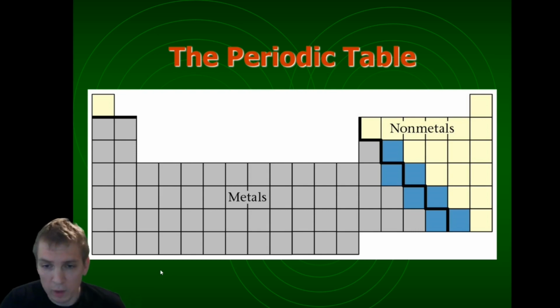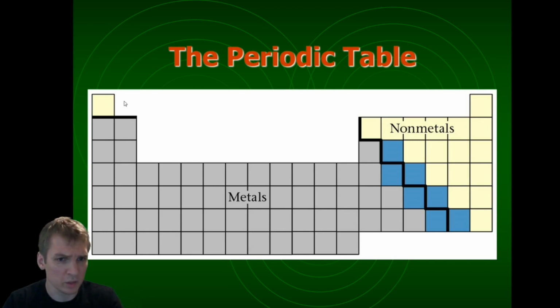So about 2/3 metal, about 1/3 non-metal, and then there's this weird middle section, this blue section that has this staircase. Those are called the metalloids. Those are going to have properties of both metals and non-metals. We're going to talk about those later. But basically, they are kind of like this transition area between the metals and the non-metals.